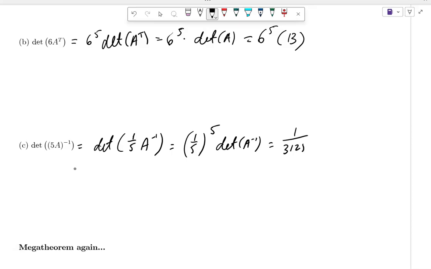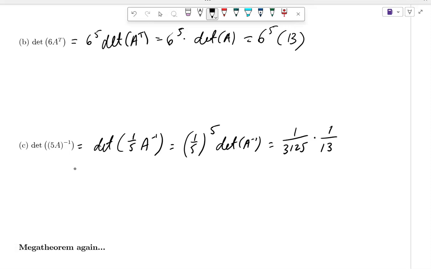Well, that one I can do in my head. What's the determinant of A inverse? Yeah, it'd be 1/13 in that case. And I'll leave it to you to do the 3125 times 13. That okay?